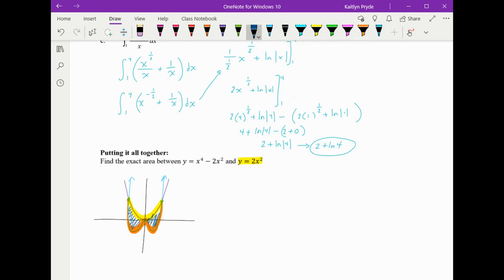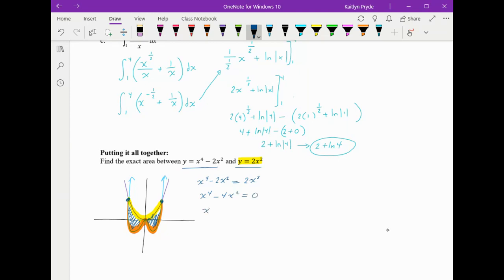Well, if I'm thinking about what's happening, I need to know what these intersection points are, because your intersection points give you your lower and upper bound. So if I want the intersection points between these two functions, I'm really saying, well, x to the 4th minus 2x squared has to be equivalent to 2x squared, right? I'm finding the intersection point so I can equate them. If I move that 2x squared over, I'm looking at x to the 4th minus 4x squared is equivalent to 0.